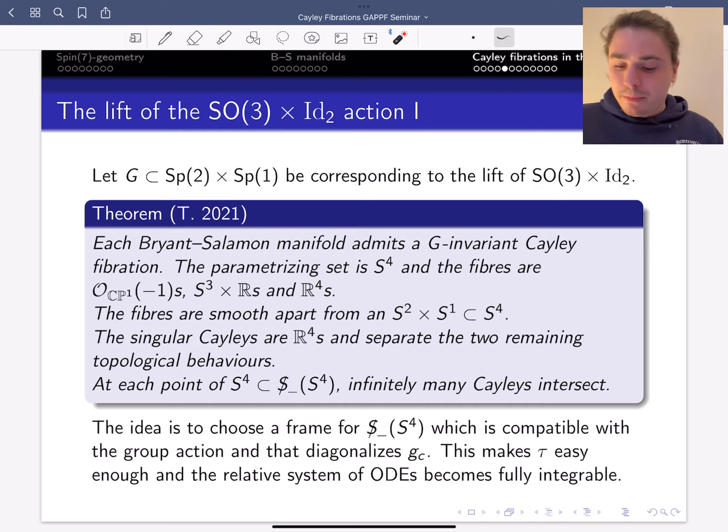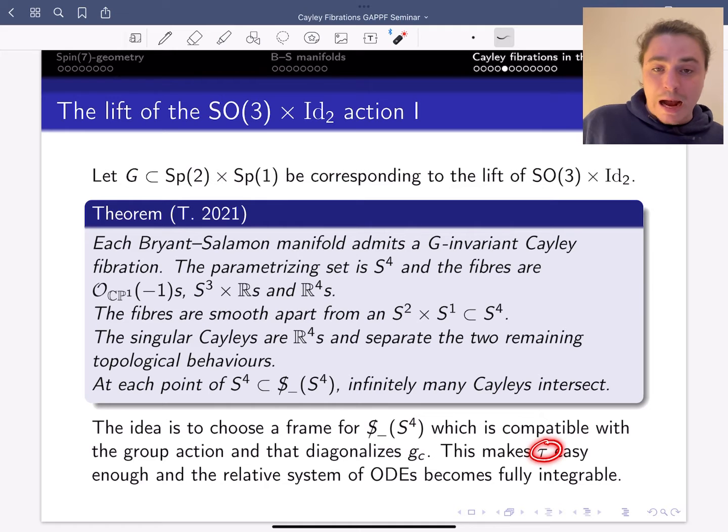So what is the idea? The idea is to choose a nice frame for the negative spinor bundle, which is compatible with the group action and that diagonalizes G, the metric. The reason is because we want to use tau, the Omega-valued 4-form. And we want to have this tau in an easy enough form so that the relative ODEs that we get are going to be fully integrable.